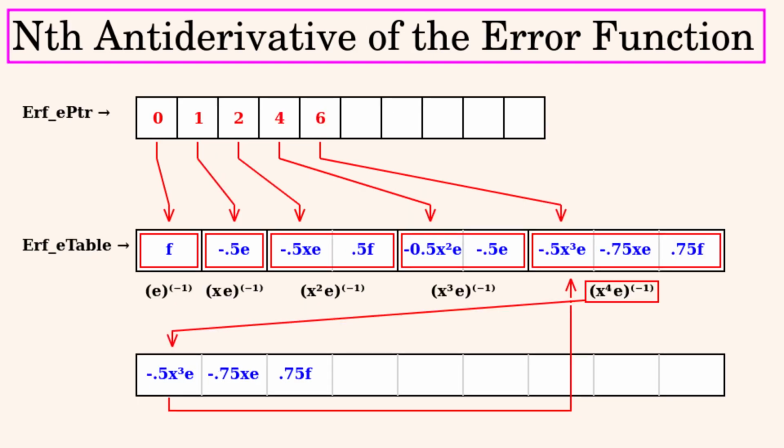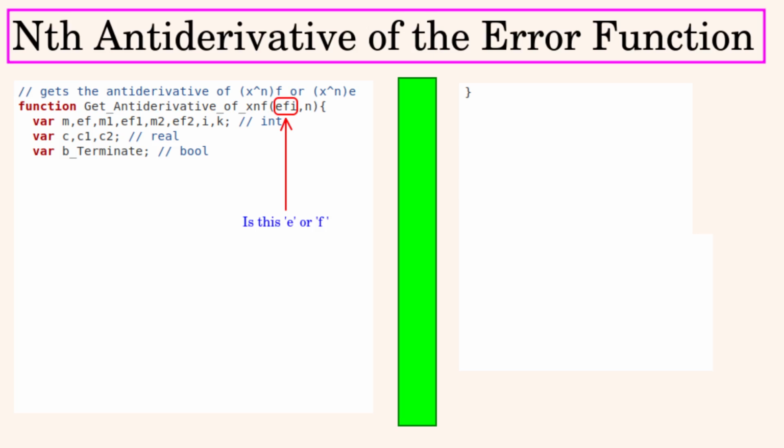And this is the data structure to store the antiderivatives of x to the power of n times e. It's similar to the previous table. So this is the function that finds the antiderivative of any term of the form x to the power of n multiplied by e or f.